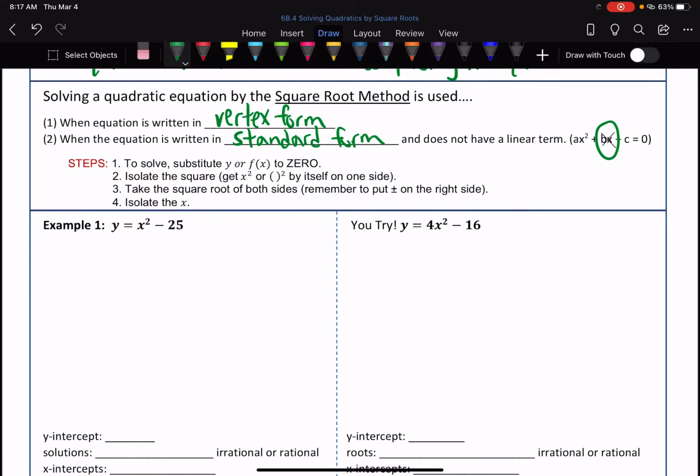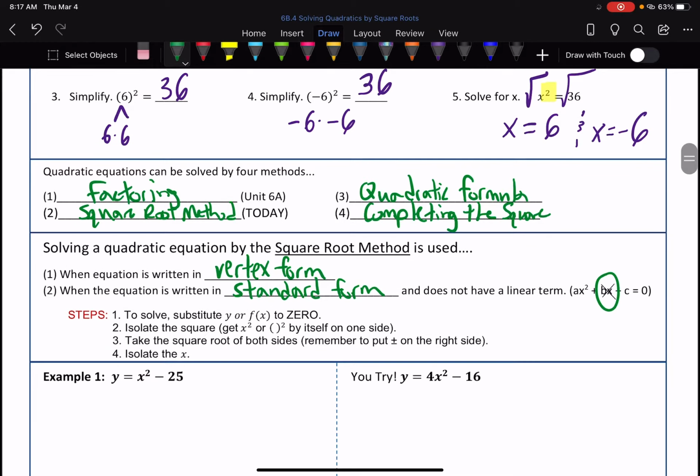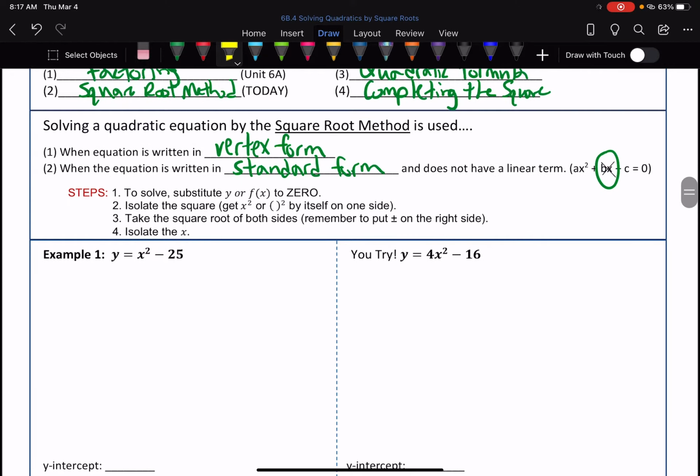Remember to put the plus or minus on the right side. Just like we did in the warm-up where we knew that 6 squared was 36 and negative 6 squared was 36, the square root of 36 gave us a positive and negative 6 value. That's what we're going to be looking at here. And the last thing we want to do is isolate the x.